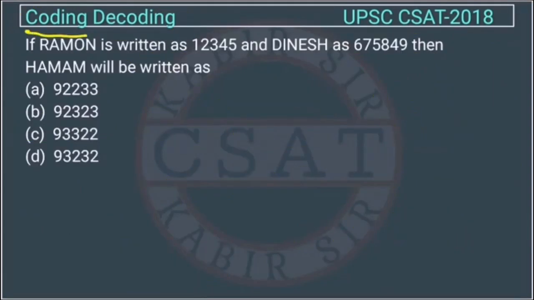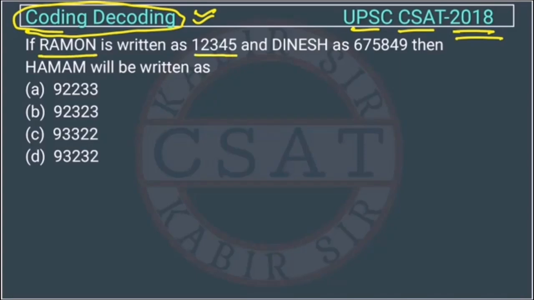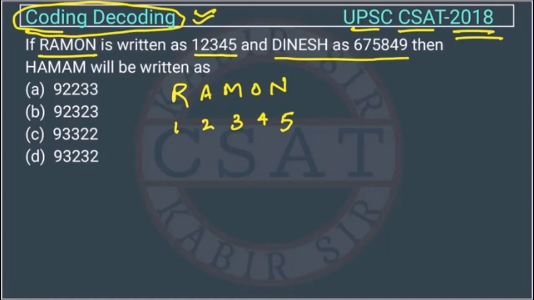No need to convert in full; from the options we can find it. This is a question of reasoning taken from the chapter Coding and Decoding, asked by UPSC in the CSAT paper of 2018. Raman is written as 1, 2, 3, 4, 5, and another word Dinesh is written as 6, 7, 5, 8, 4, 9.